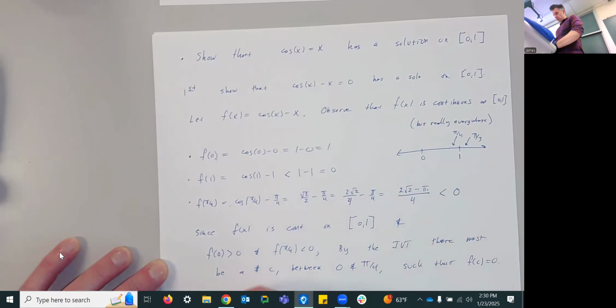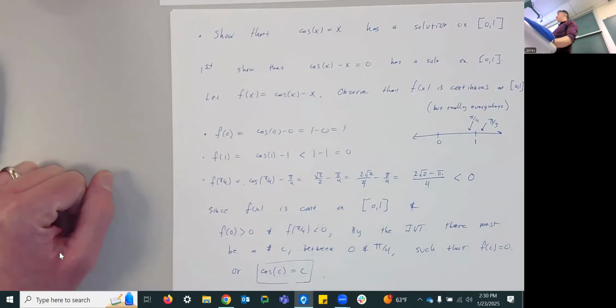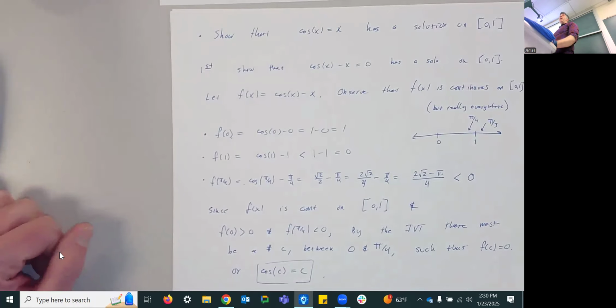Or in other words, cosine of that number c is equal to c. Which shows that there is a solution. We just don't know what it is. Right? We do not know the solution to this equation. It's some number between 0 and pi over 4, but there are a lot of numbers between 0 and pi over 4. You can certainly graph them both and see where you get the solution. You get an approximate answer, but we can't really get an exact answer.